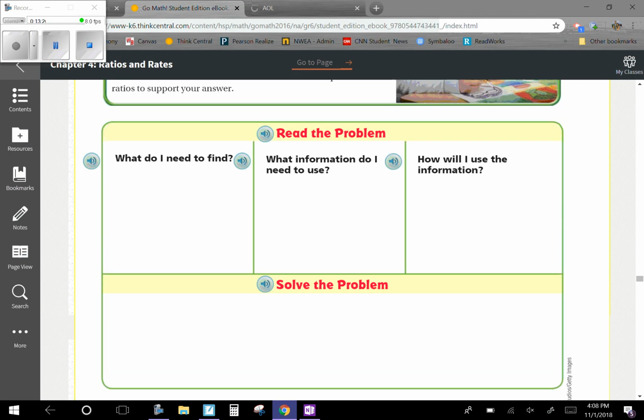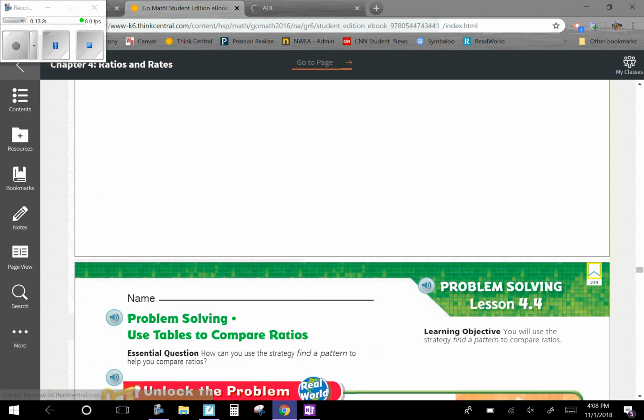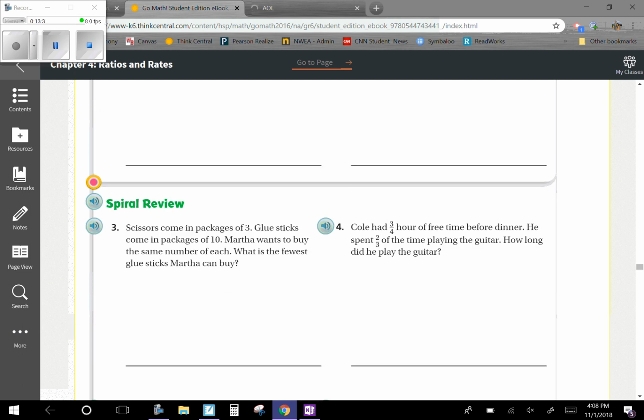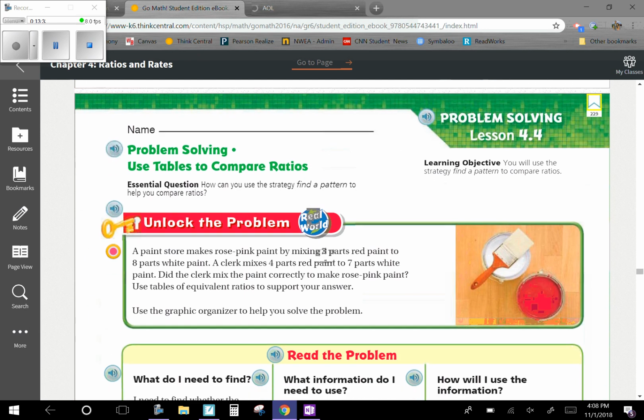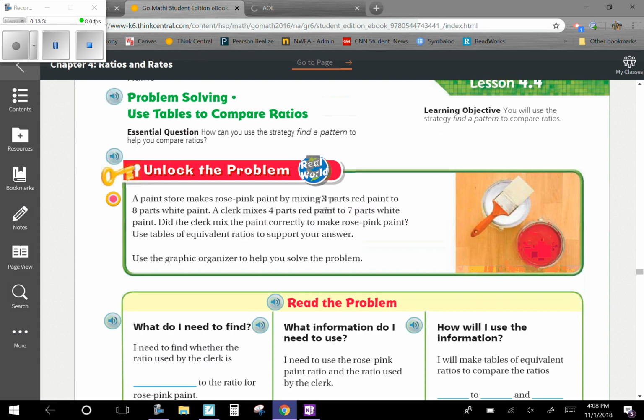If you have any questions, please ask your teacher. Just a reminder what our objective was today, and that is that you will use the strategy find a pattern to compare ratios.